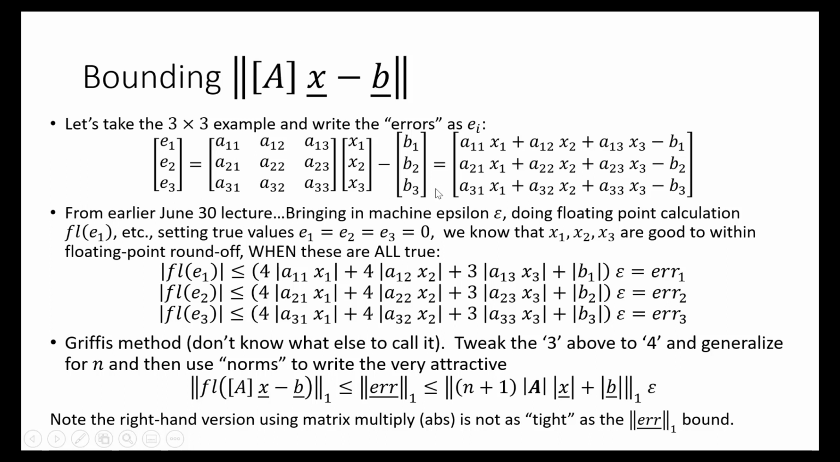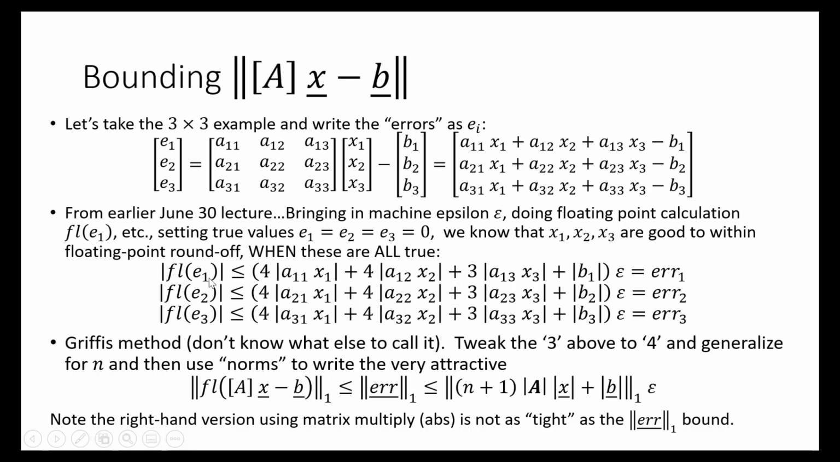And when you do this in floating point, things aren't always going to be 0. Your true value might be 0, and that's what we think about, our true values of E1, E2, and E3 being 0. But the floating point representation from doing these calculations won't necessarily be exactly 0. And what we do is we set a bound for those floating point calculations.